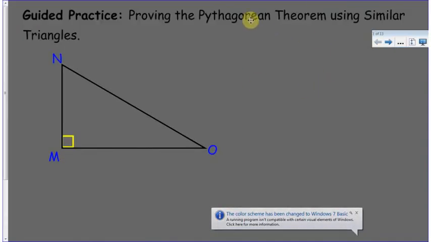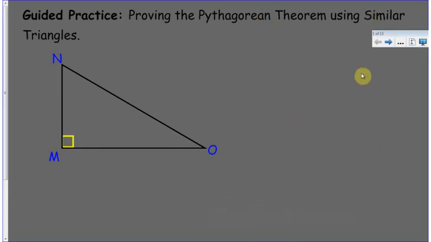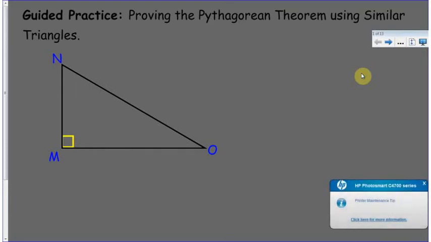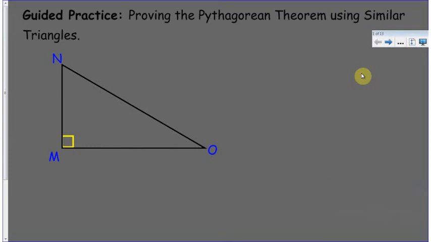Welcome to proving the Pythagorean theorem using similar triangles. I want you to try to write this proof by yourself as much as you can, and as many steps as you can, before you play the rest of the movie. So press pause and see if you can do it by yourself. If you get stuck, go ahead and press play and try to catch up to the spot where you are stuck, and then continue on by yourself as much as you can.